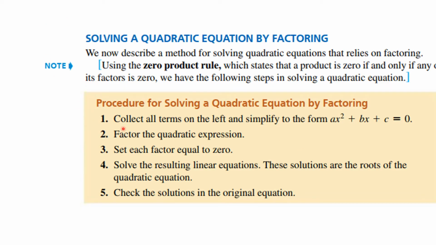So what we do is we get it in the form that we want to have, like this, have it set equal to 0, and then we factor if we can. You can't always do this. You set each factor equal to 0, and you solve the linear equations, and these are the roots, and you can always check.